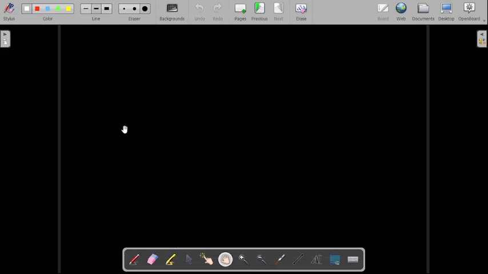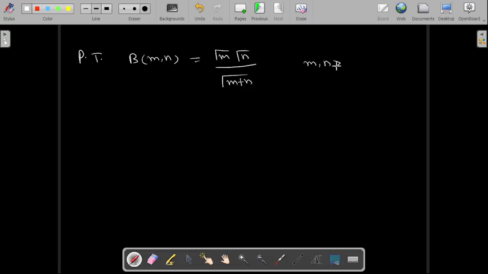Next we are coming to the main proof. One more time I am going to prove that beta of m comma n equals gamma m gamma n by gamma of m plus n, where m comma n is greater than 0. Some textbooks write the beta function as B of a, b, and some books write the beta symbol. Either one is the same.